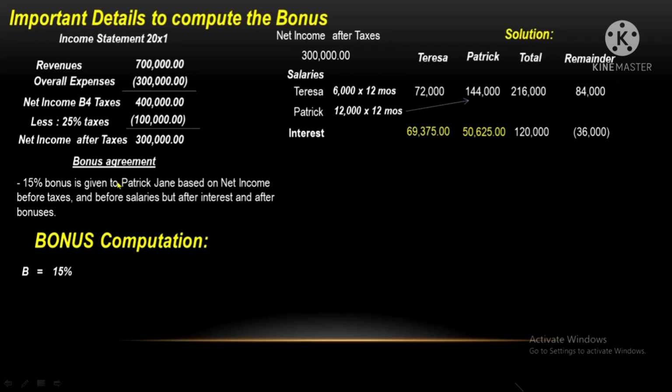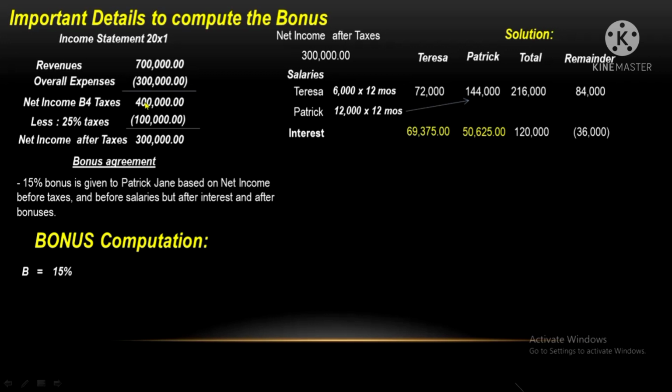As you see here, there are two types of income presented. This 400,000, if you put a complete label, is a net income before everything. Like it's before deduction of taxes, before deduction of salaries to partners, before interest, and before bonuses also. And the other net income provided in the problem is 300,000, which is after taxes but before everything else. So the question is, which of these two will be used? For me, I'll use 400,000 because it is already before taxes. And that's one of the conditions present in the agreement.